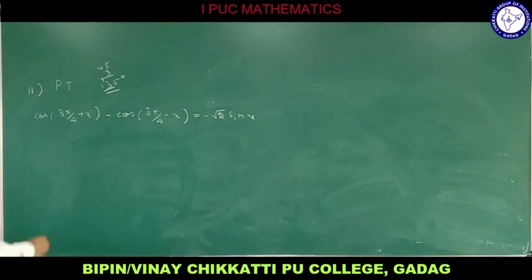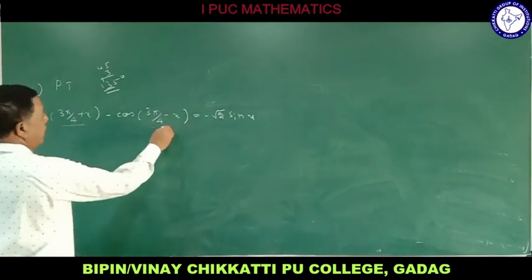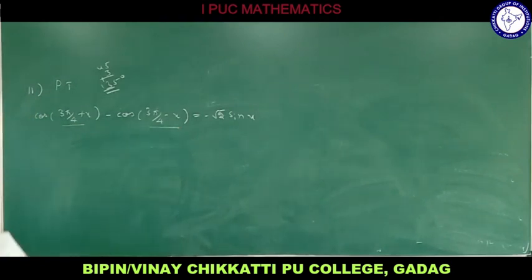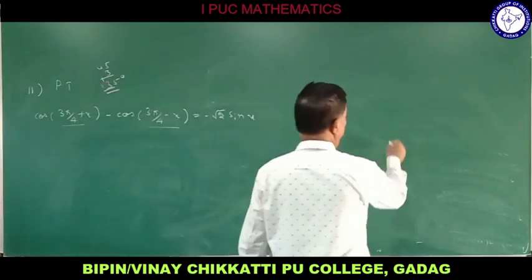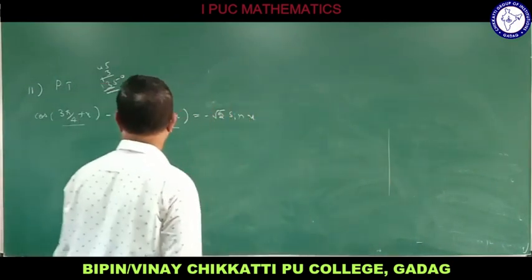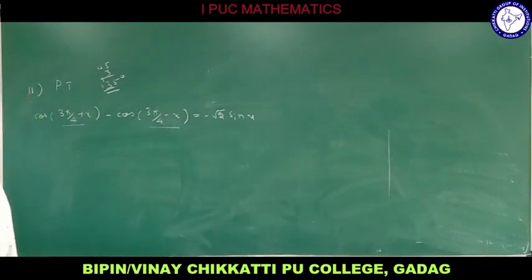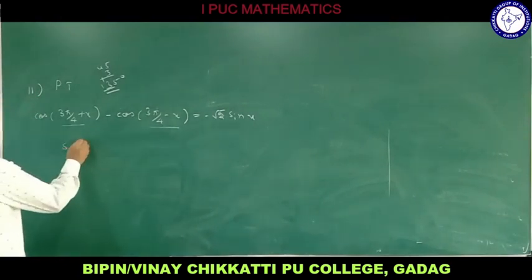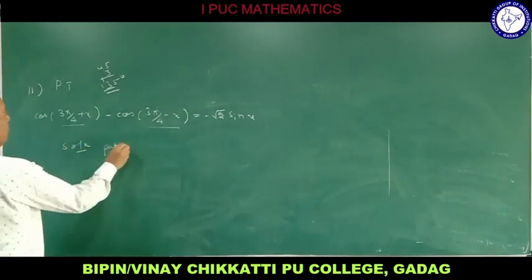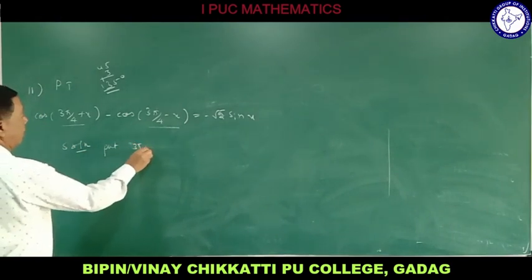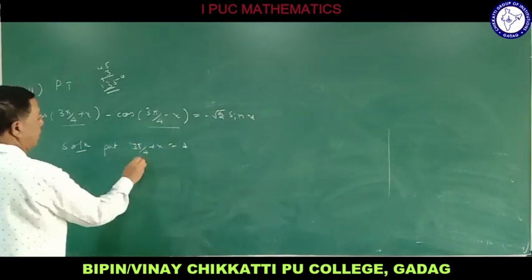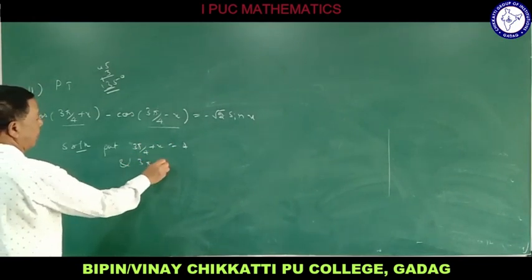So what you do, you take this one as A and the other as B. Then you can apply the transformation formula and accordingly see the result. You know the formula in the transformation formulas, cos C minus cos D, or cos A minus cos B. So let us see what is to be done. Put 3 pi by 4 plus x is equal to A, and 3 pi by 4 minus x is equal to B.